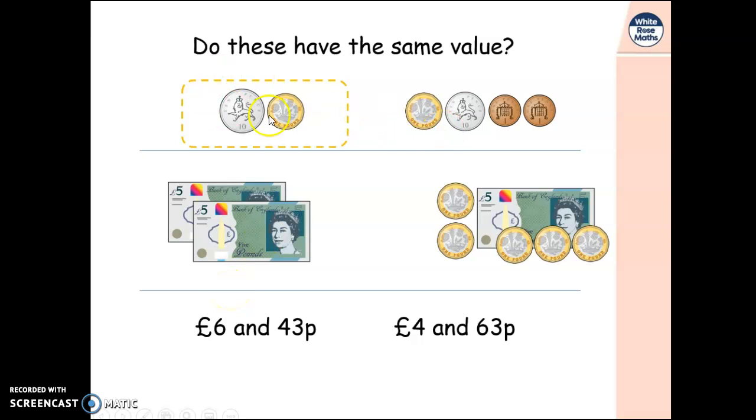So you are looking at these two amounts here and deciding if they have the same value. Same for these two. Same for these two. What I would do is I would look at that total and I would write the total there on top. So then you can decide if they're the same or different. Can you do that now, please?